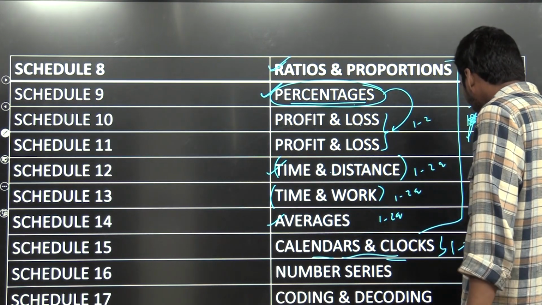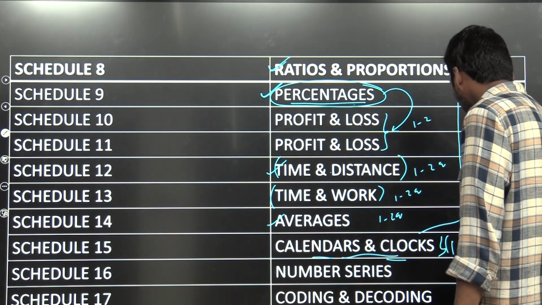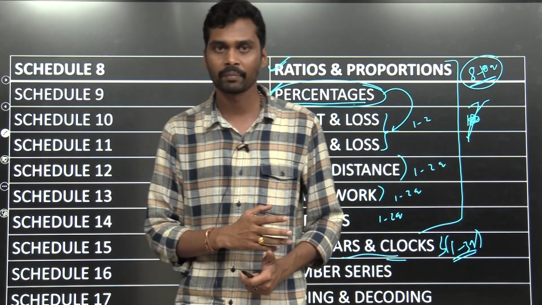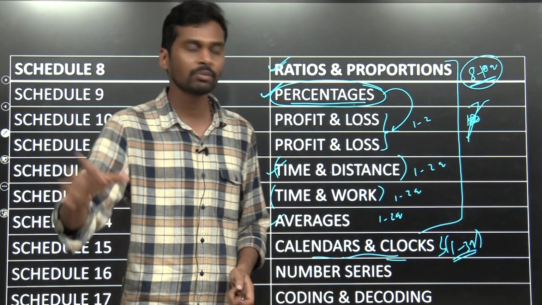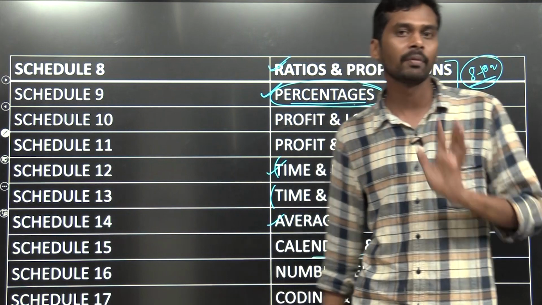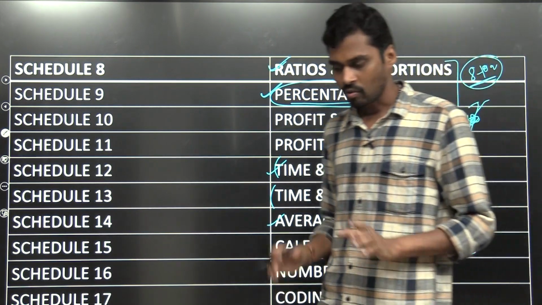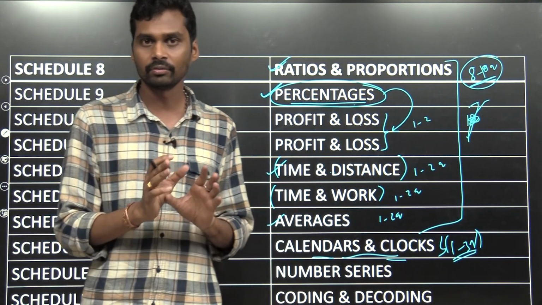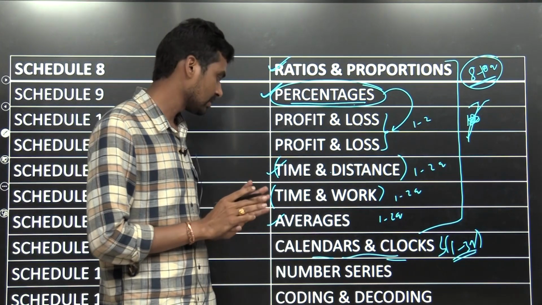So 1 to 3 questions from these two topics. Definitely, you have a minimum of one question from calendars and clocks, which is a very simple thing. What kind of questions CSAT will ask you, we are going to discuss in the classes.